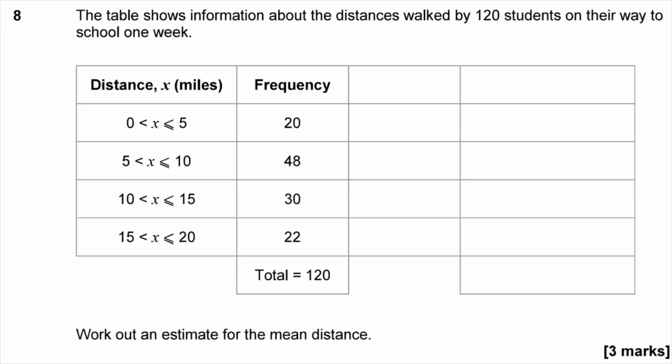48 students walk between 5 and 10 miles. 30 students walk between 10 and 15 miles. And 22 walk between 15 and 20 miles. Now we're asked to work out an estimate of the mean for this data.